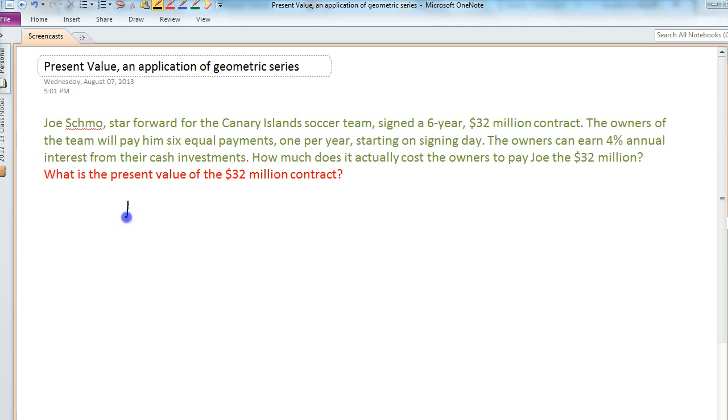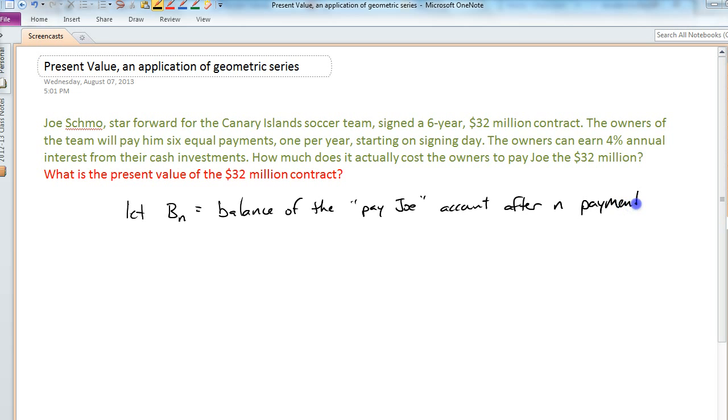All right, so let B sub n equal the balance of the pay Joe account after n payments. Notice I don't use n years. Payments is the key phrase.